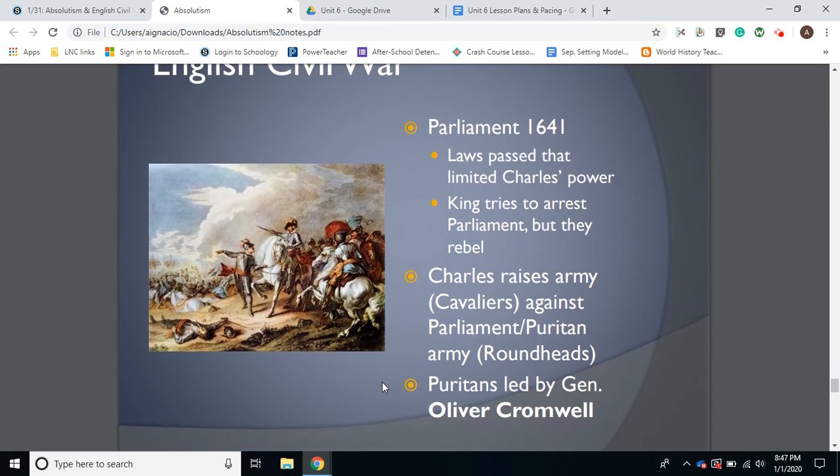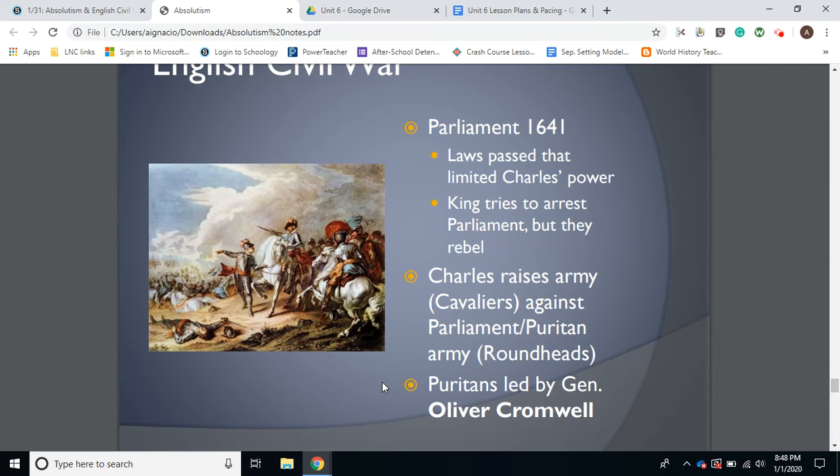So finally, in 1641, Parliament decides that they are going to pass laws that limit Charles's power. Remember, he tries to dissolve Parliament. It's not really possible in a limited monarchy. And so, in retaliation, the king tries to arrest Parliament, but they rebel. And this is what starts the English Civil War.